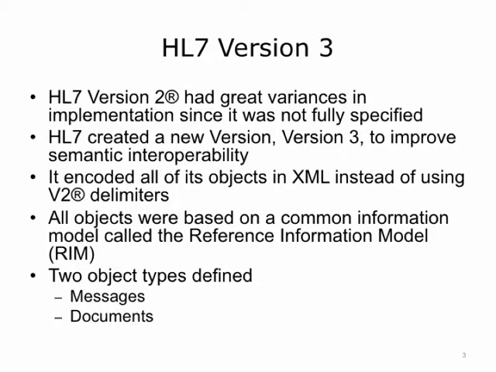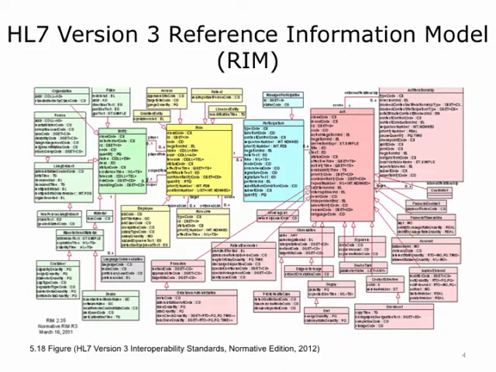This is a picture of the HL7 version 3 Reference Information Model. Each box represents a class and contains attributes. The lines between classes signify their relationship to each other.